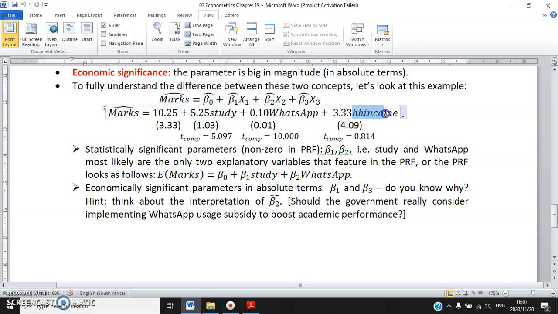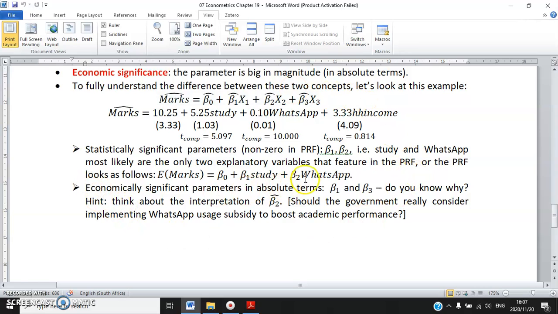I think it makes sense if we think about the theory, because I have never heard of any education literature saying household income would have an impact on marks. Yeah, maybe a little bit of a positive relationship, but not particularly strong. We do have kids coming from poorer families, they perform excellently. Okay, so this is what statistical significance is all about.